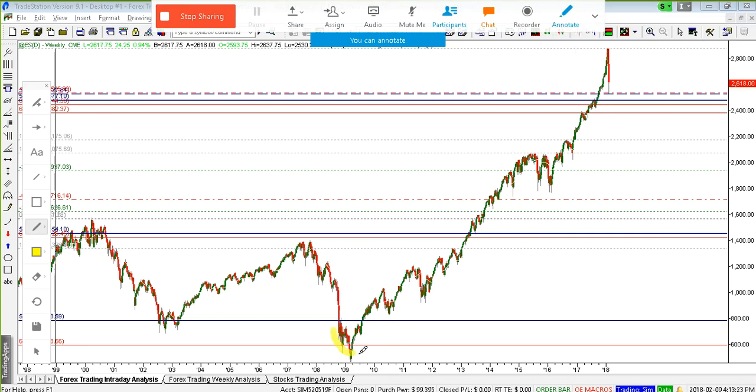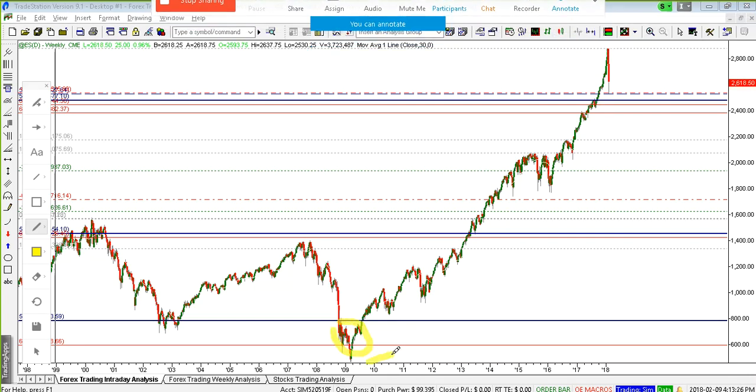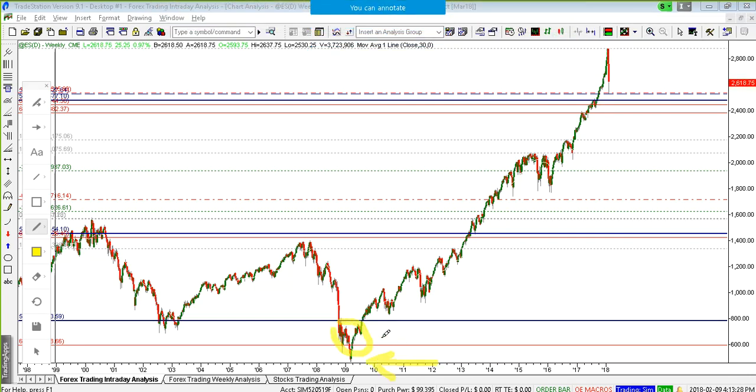Now we don't see that here just because this is the way the adjusted continuous price for futures is calculated. But the low was 667 or 666. Someone was having fun there.